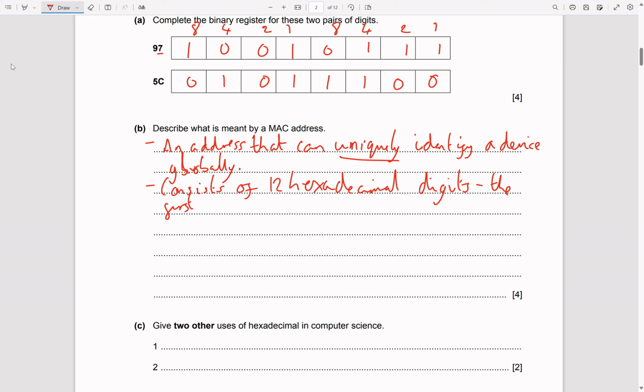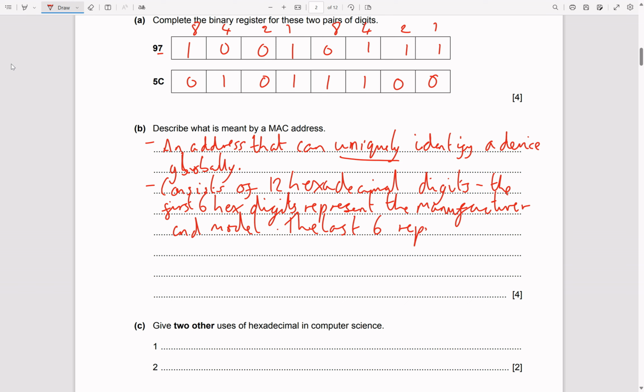So the first 6 hex digits represent the manufacturer and model. The last 6 hex digits represent a unique code for this device.